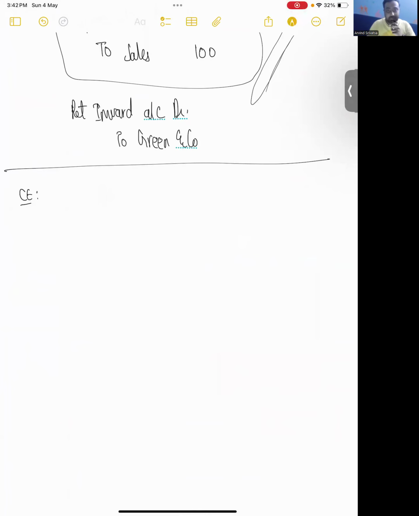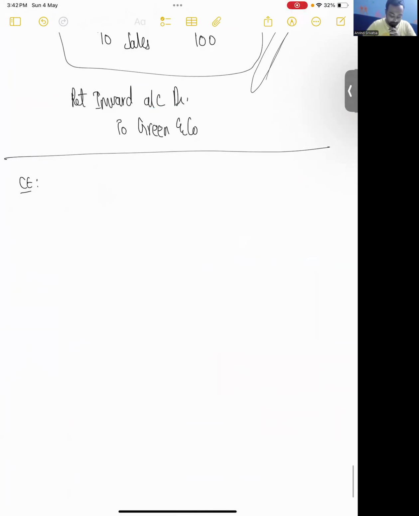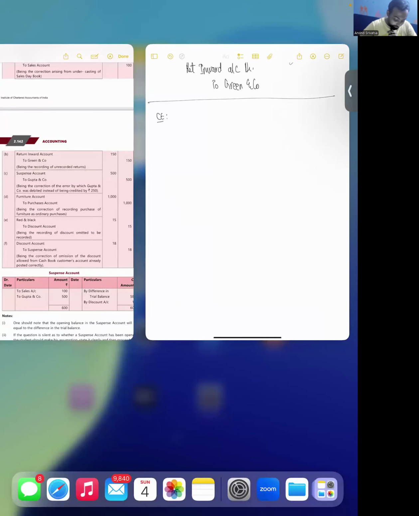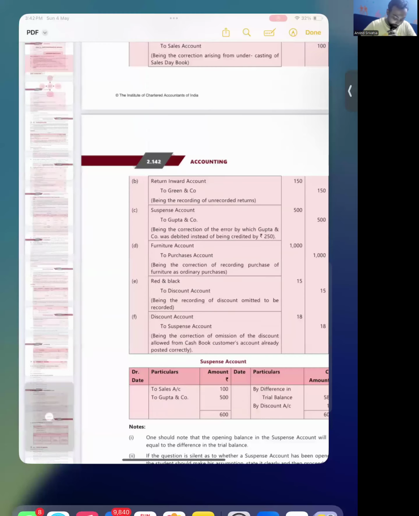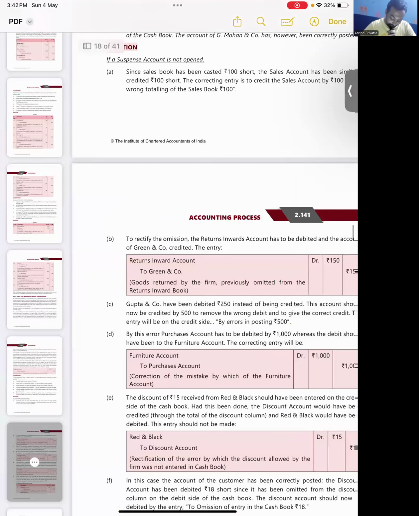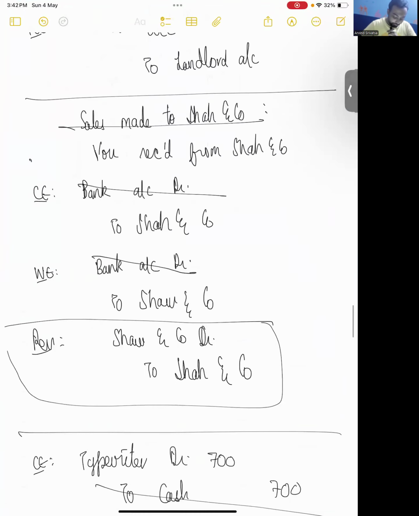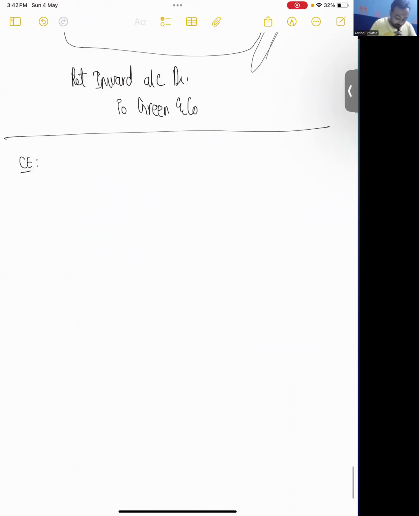So goods purchased 150 posted to the debit of Gupta and Co. It's 150 only, right? Sorry, I think it's 250. Yeah, 250 have been posted to the debit of supplier Gupta and Co. So what is the correct entry they should have passed, guys? Purchases account debit 250 to Gupta and Co 250. Right, sir? Right.